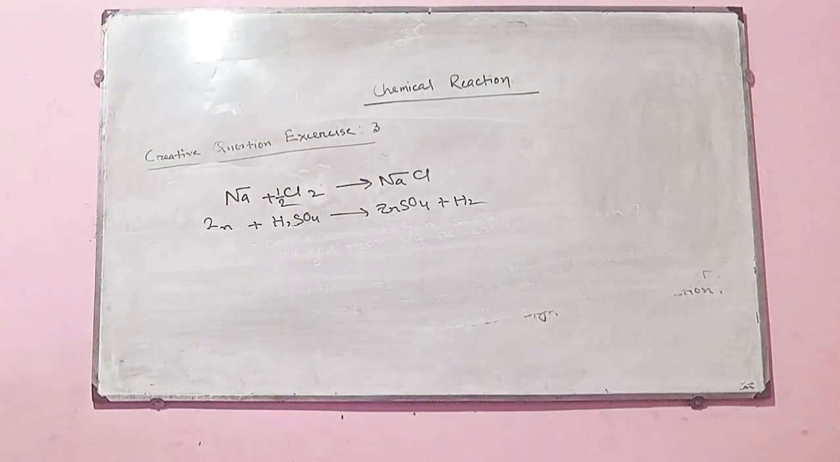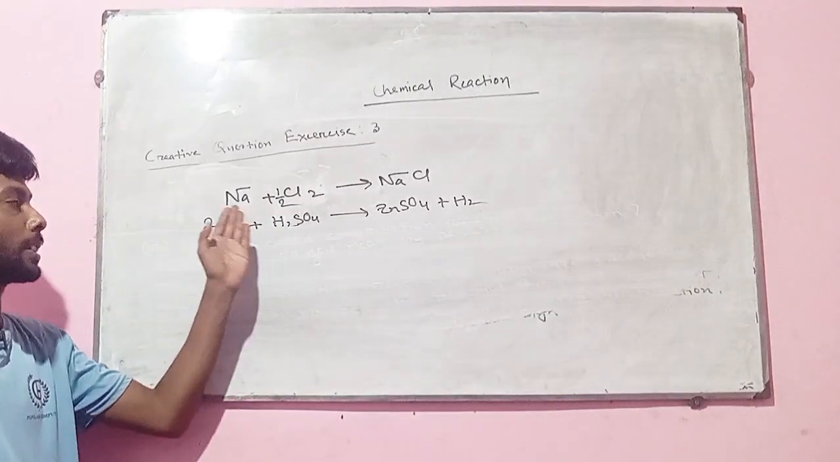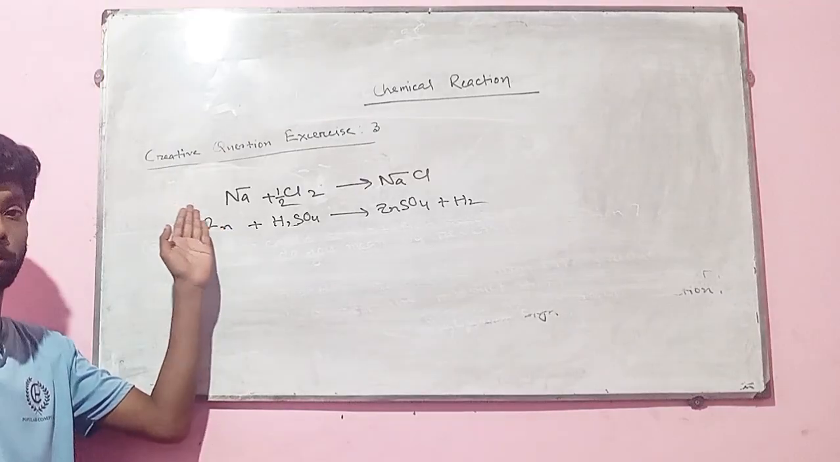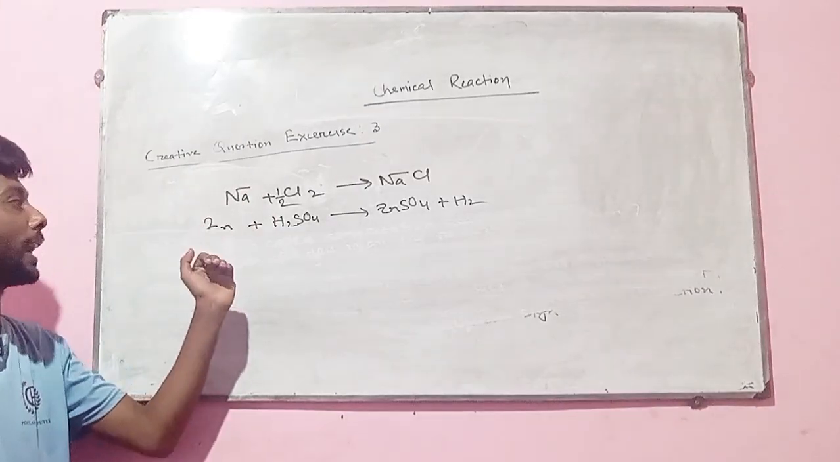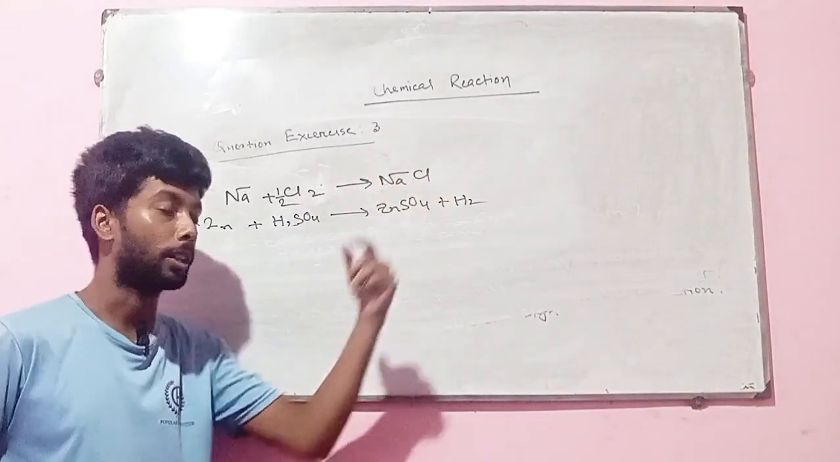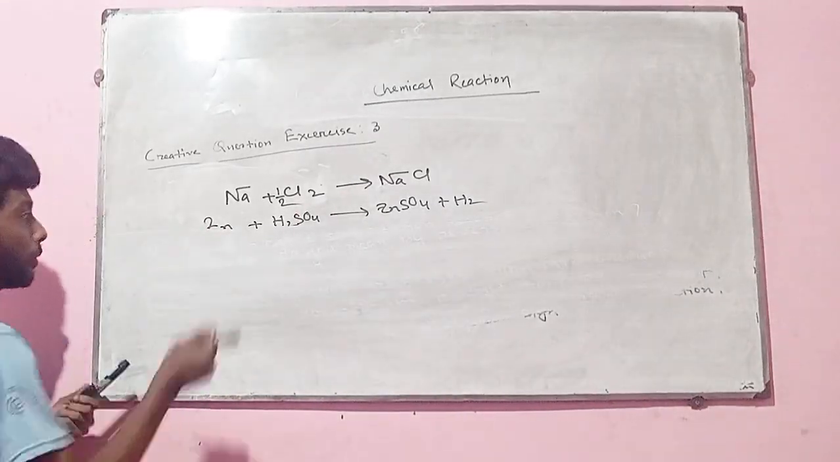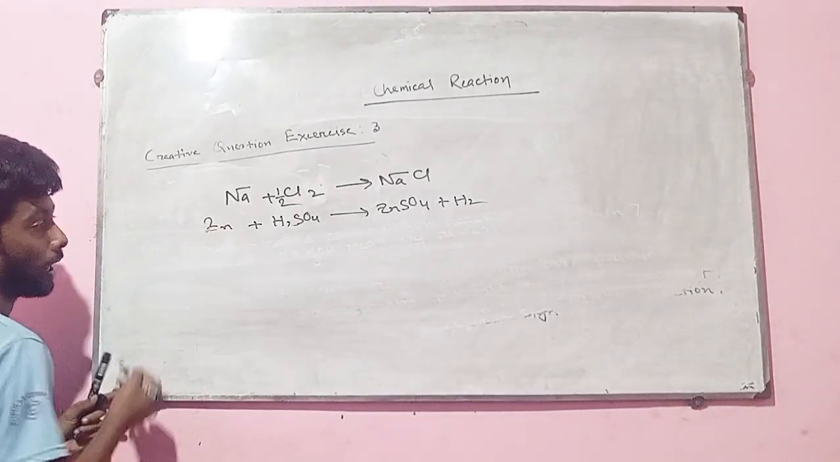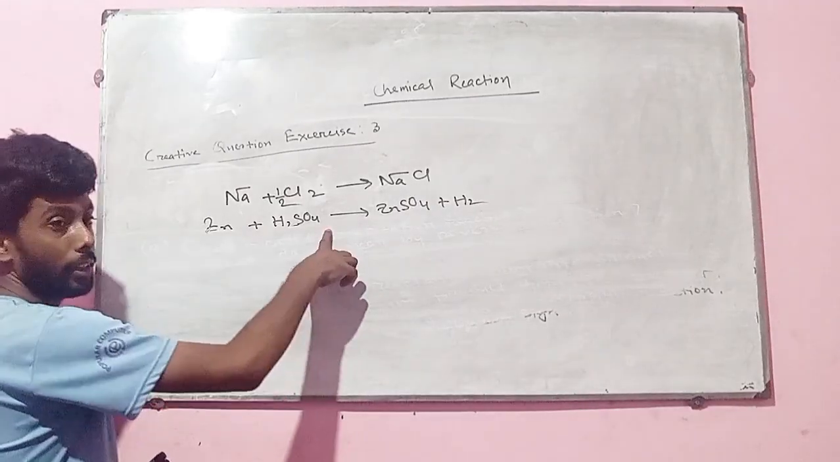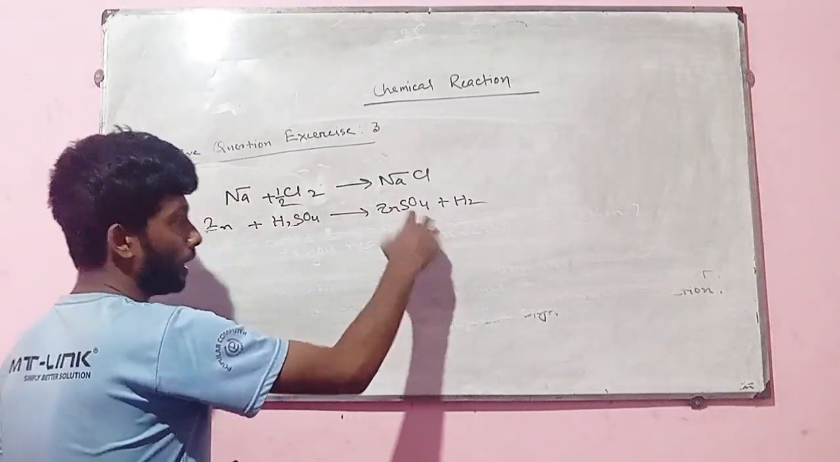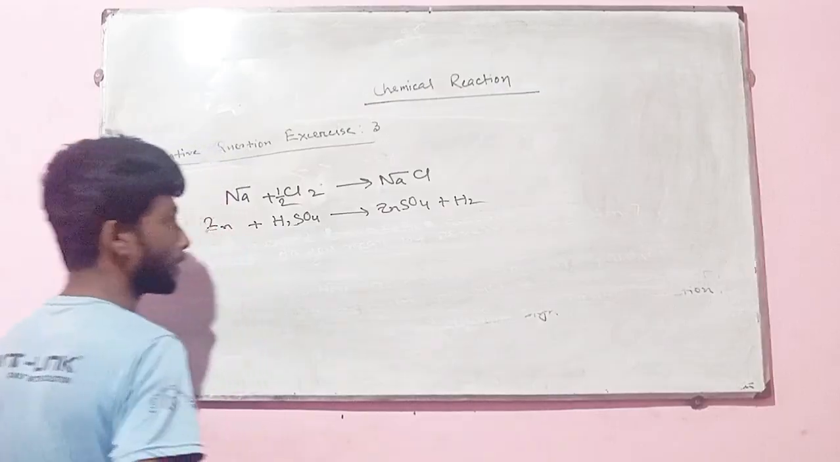You're noticing that 1 mole of sodium plus half mole of chlorine gas produces 1 mole of sodium chloride salt. Now you are noticing another reaction: zinc plus sulfuric acid, then it is producing zinc sulfate salt and hydrogen gas.